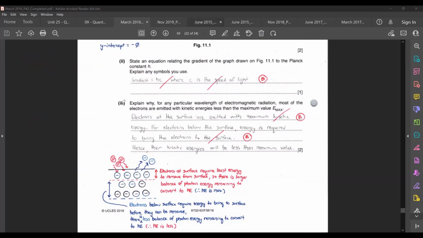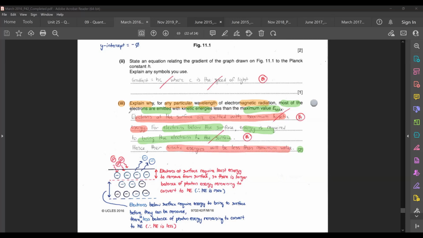For part 3: explain why, for any particular wavelength of electromagnetic radiation, most of your electrons are emitted with kinetic energies less than the maximum kinetic energy value. This is a standard question that comes up quite often, usually worth 2 marks. The first statement you always write is: the electrons at the surface are emitted with maximum kinetic energy. For electrons below the surface, energy is required to bring them to the surface. Therefore, their kinetic energies will be less than the maximum value.